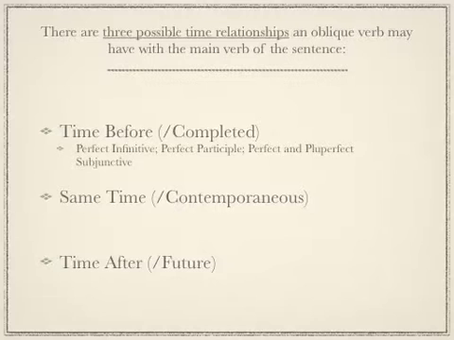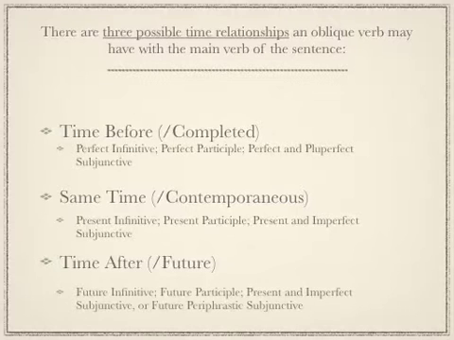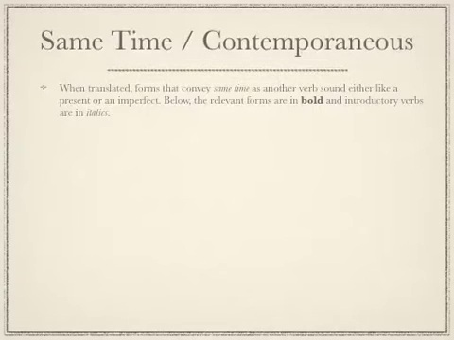subjunctive, depending on sequence. Verbs at the same time are the present infinitive, the present participle, present and imperfect subjunctives, and time after are the future infinitive, future participle, present and imperfect subjunctive, and sometimes the future periphrastic subjunctive. That's in indirect questions. All right. So verbs at the same time. When we translate verbs at the same time, they're going to sound either like a present or an imperfect, depending on the tense of the main verb.